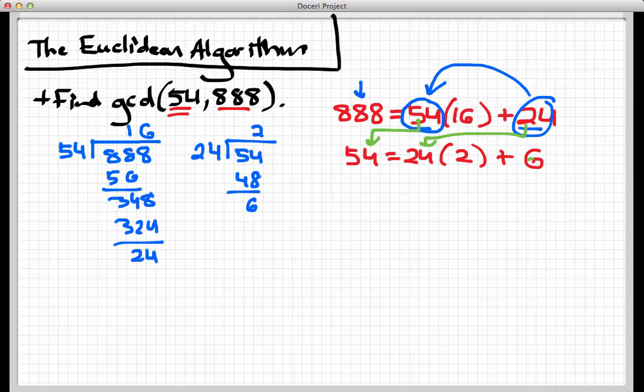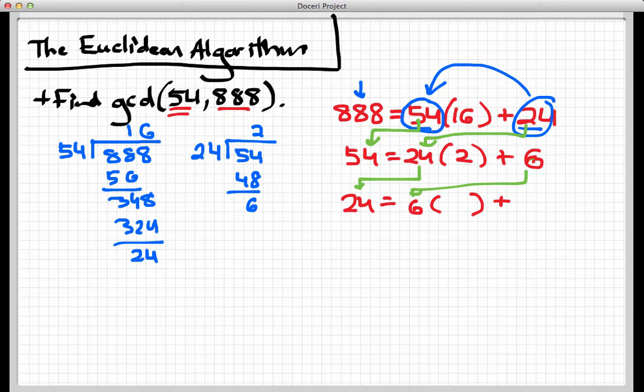I still don't know what the GCD is going to be, so I'm going to do another division step where I'm going to shift the 24 to here and try to write this as another long division problem and see how many times 6 goes into 24 and what remainder I get. So I'm going to continue this process of repeated long division and shifting the divisor and the remainder over every time I do this.